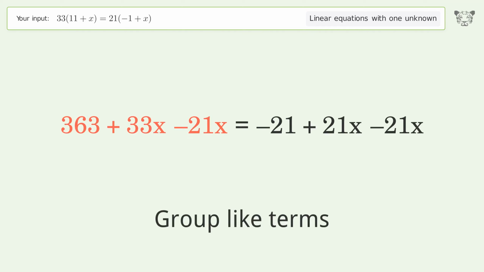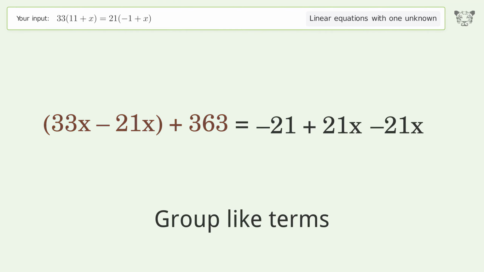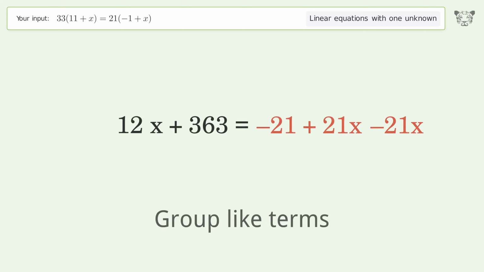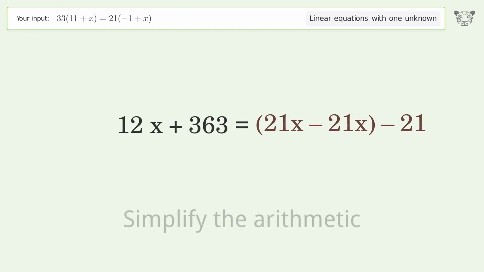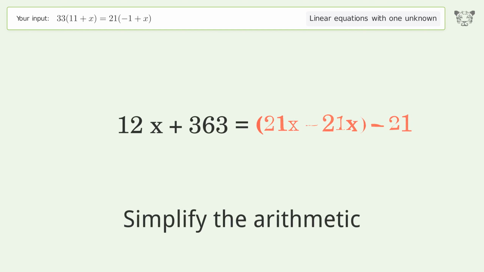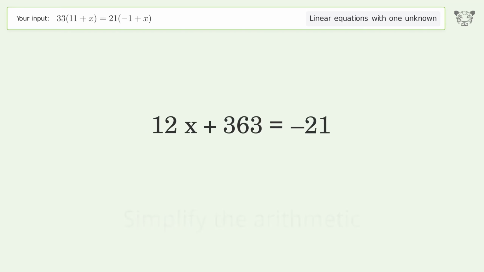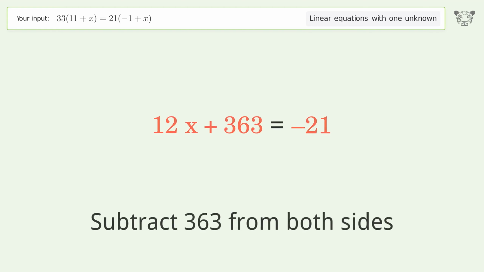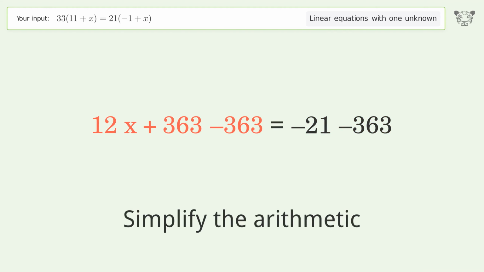Group like terms. Simplify the arithmetic. Group like terms. Simplify the arithmetic. Group all constants on the right side of the equation. Subtract 363 from both sides. Simplify the arithmetic.